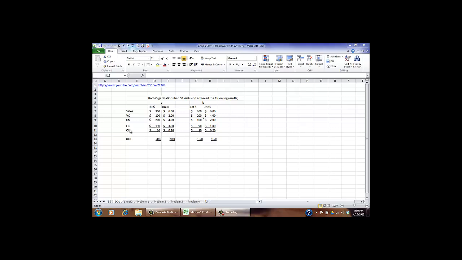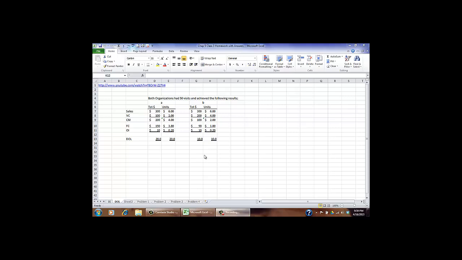But notice their OI, or operating income, is both the same, 10. But then let's go ahead and calculate their DOL. Organization A, remember DOL is their contribution margin divided by their operating income. So in this case, 200 divided by 10 is 20. So it's a pretty high degree of leverage. Organization B has contribution margin of 100, operating income of 10, so their DOL is 10.